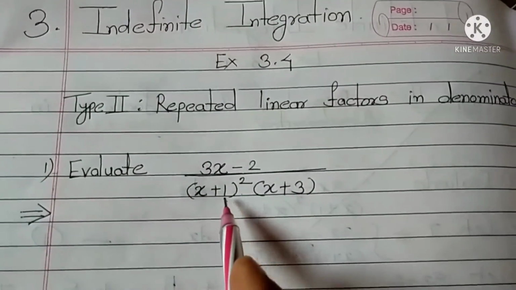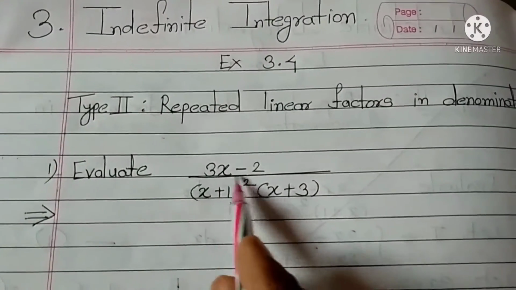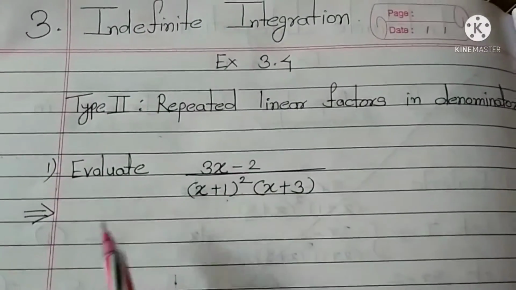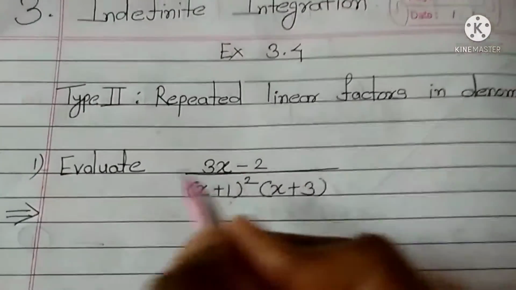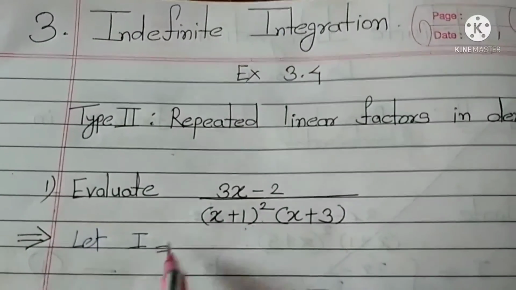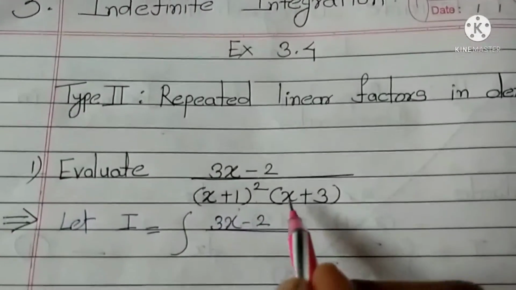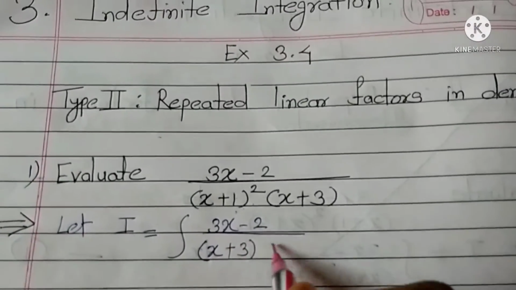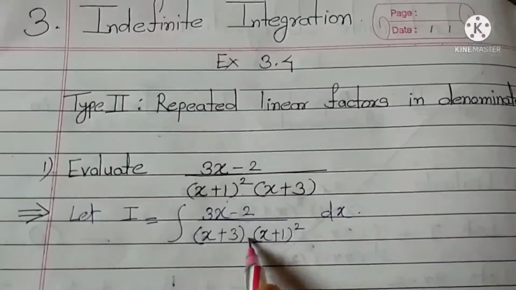So you can observe that in this example one factor, x plus 1 square, is repeated. So we call them repeated linear factors. Let us start to solve it. Let I be equal to the integration of 3x minus 2 upon, I am rearranging the factors like this, x plus 3 first and then the repeated factor x plus 1 square, dx. Okay, this is a small change.